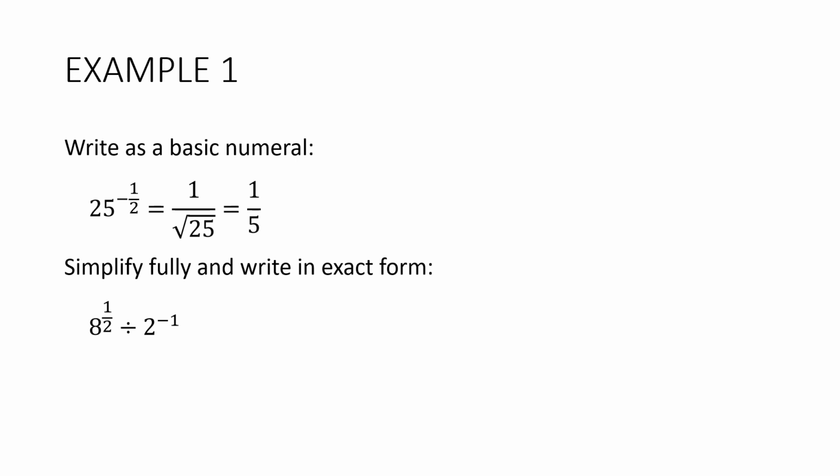Simplify fully and write in exact form. 8 to the power of a half divided by 2 to the power of negative 1. So this is the square root of 8 divided by a half. Now we won't be able to give a rational answer here because root 8 is irrational, but we can simplify it. Remember, this is the square root of 4 times 2, or 2 root 2. And then we're going to do keep, change, flip. So I've got 2 root 2 multiplied by 2, which is 4 root 2.